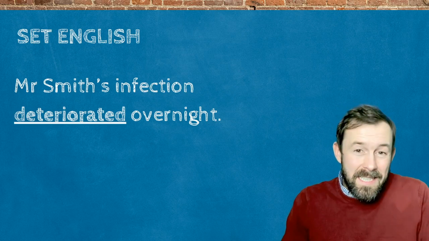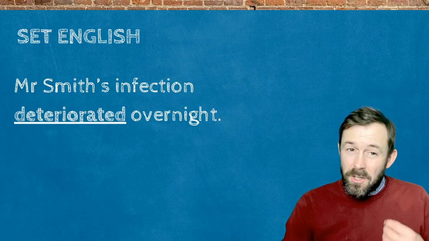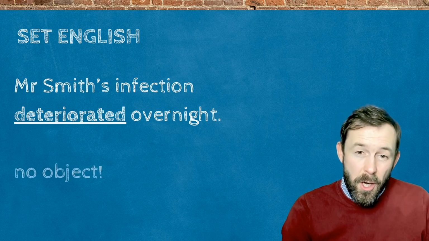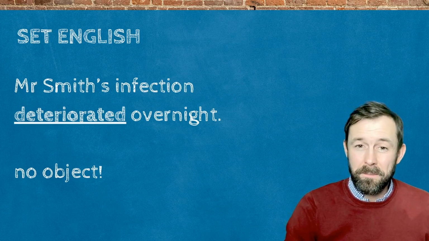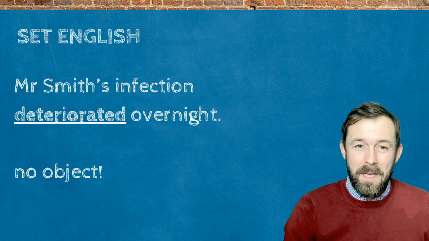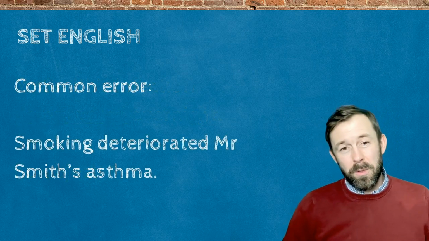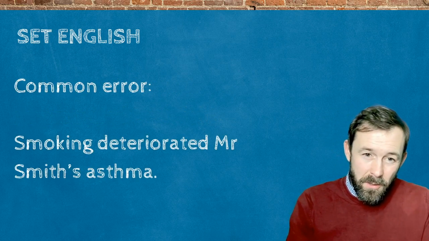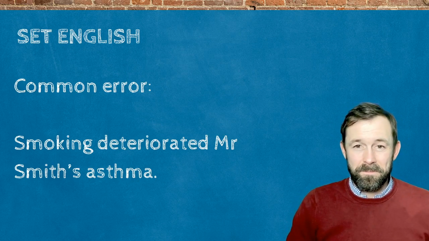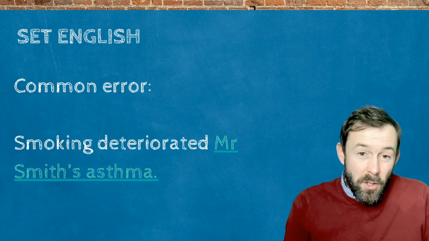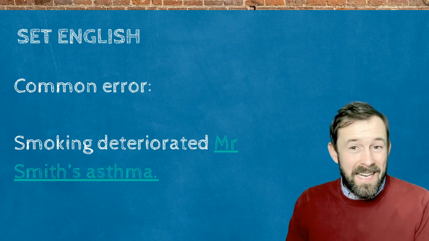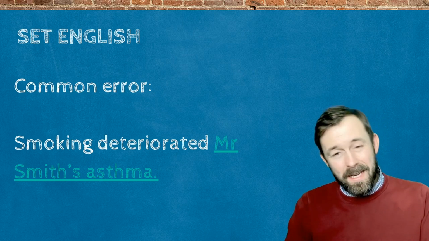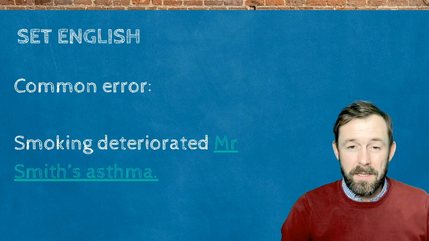So we don't deteriorate things. That's not what we do. There's no object after the word deteriorate. There's no noun after it. Okay? So, a common error would be this: smoking deteriorated Mr. Smith's asthma. But unfortunately, you cannot do that. You cannot deteriorate something. You cannot deteriorate asthma. You can exacerbate asthma, but you can't deteriorate it.